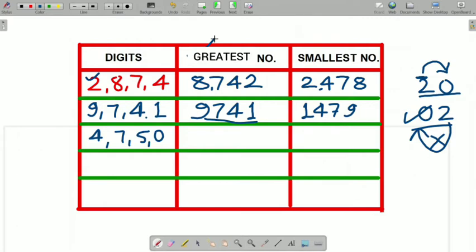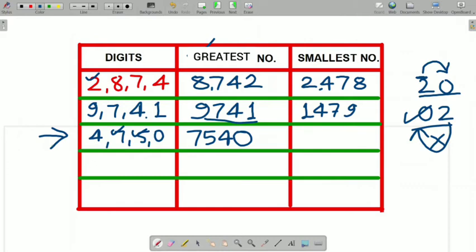We are going to make the greatest number from this. So what is the greatest digit? That is 7. Write here 7. Okay, then another smaller is 5. Write 5. Then 4, and then we have to write 0. Okay, this is the greatest number, 7540.